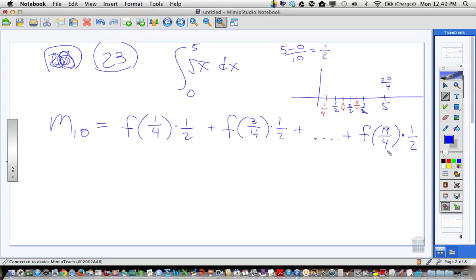Now, a couple of things I want you to notice here on midpoints. This always happens, as long as the fractions are reduced: this number and this number, this one will be double this one. Always happens on a midpoint.